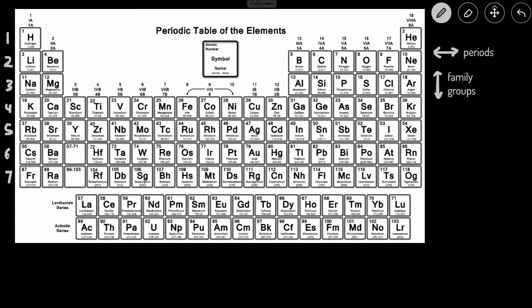So then that means that we can talk about the position of beryllium. We can say that beryllium is in group 2 because it's in the second column, and we can also say that it's in period 2 because it's in the second row. Okay, how about another element?